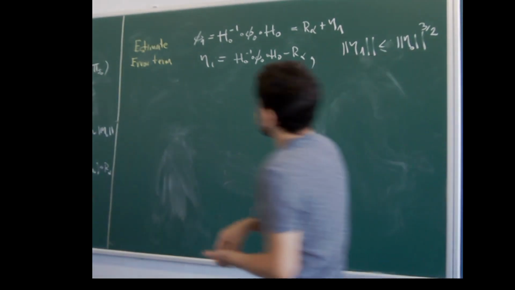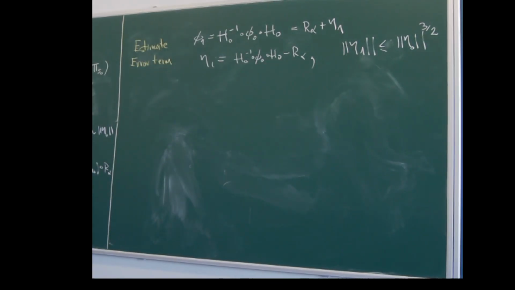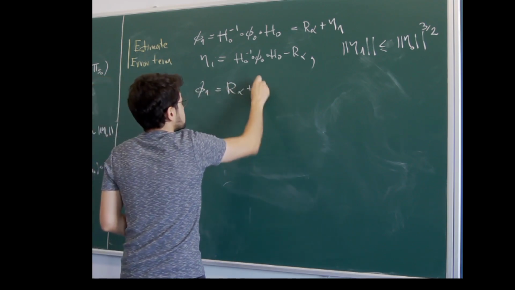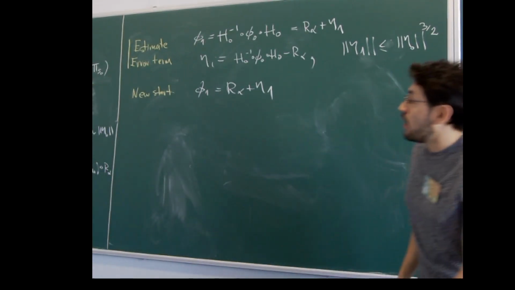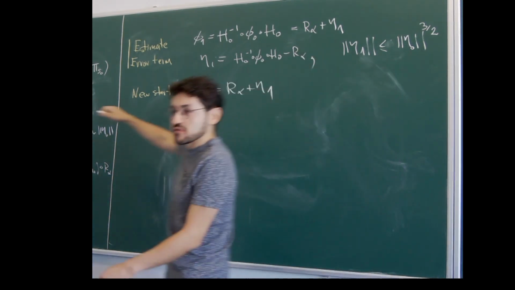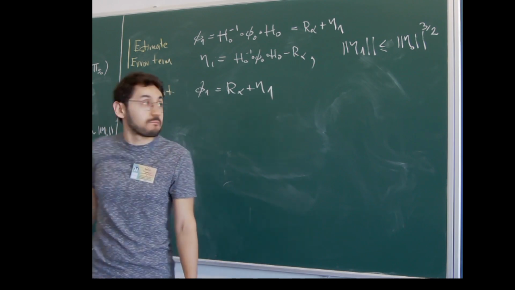So these 3 steps, I wrote 4 things. If you have all of this, you can see all of them as doing 1 step of my process. And then I have a new start. Now my new start is, I start with P1 equal to R alpha plus eta 1. And I can exactly repeat the same process.